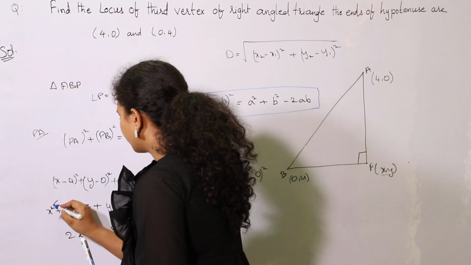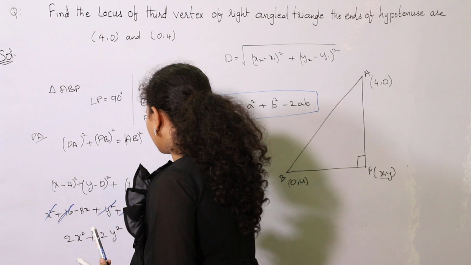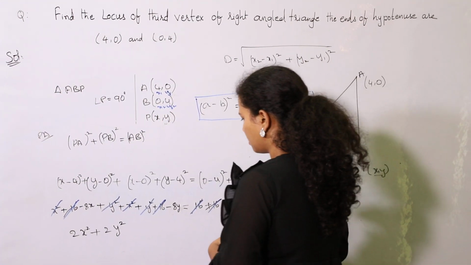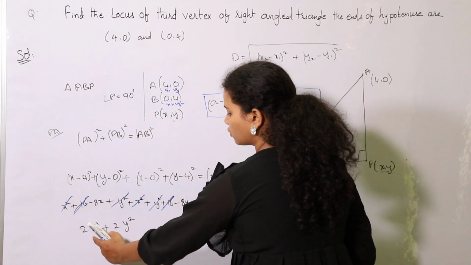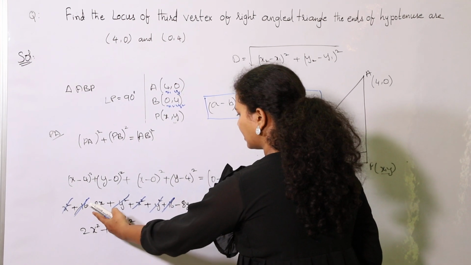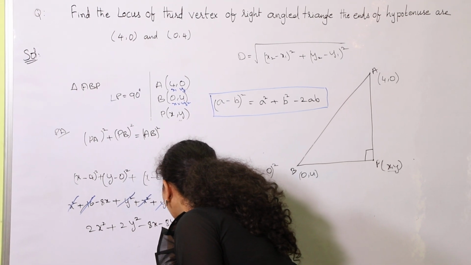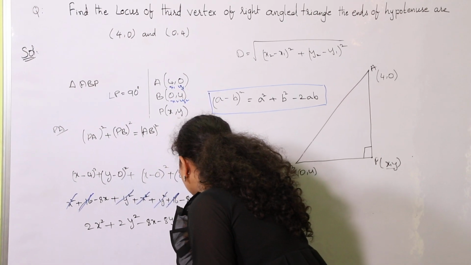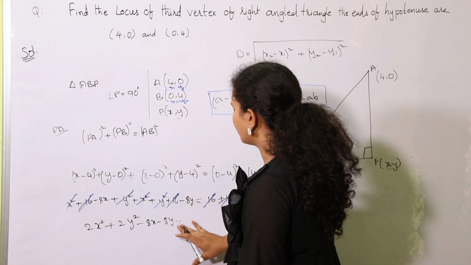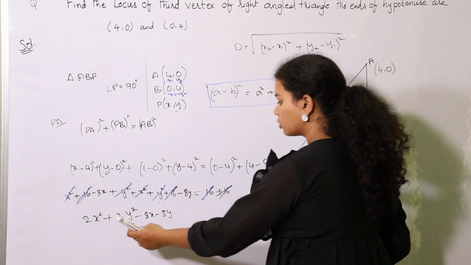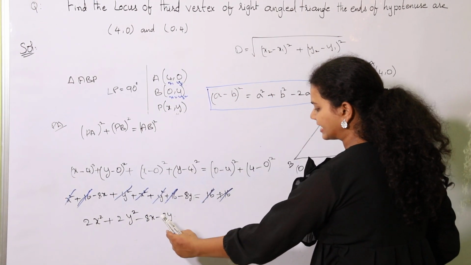So we have already written all these values, right? So just try to cross this, because we are done with these values. So this becomes 2x square plus 2y square, minus 8x minus 8y. As it is, minus 8x minus 8y, let this be equal to 0. This is the equation that we got, right? So we have got 2x square plus 2y square minus 8x minus 8y.